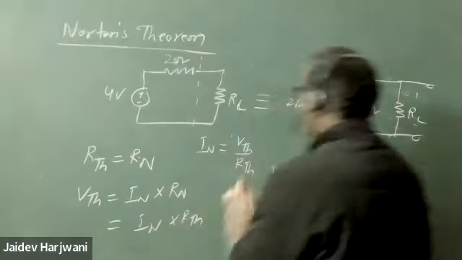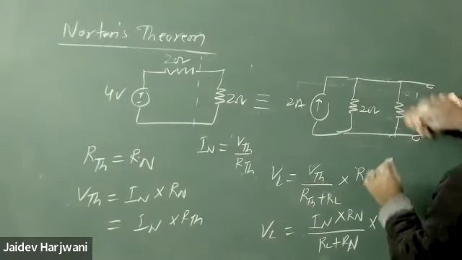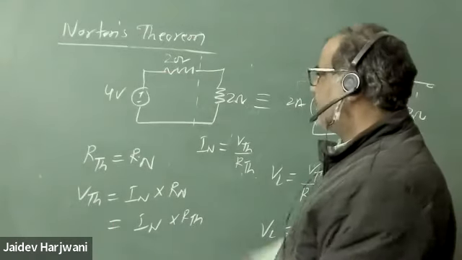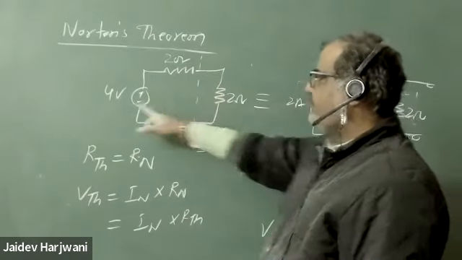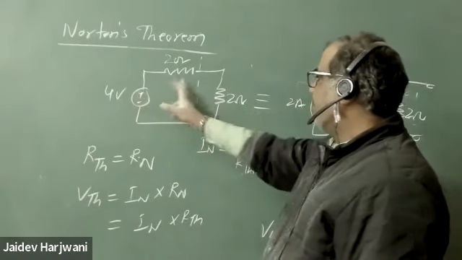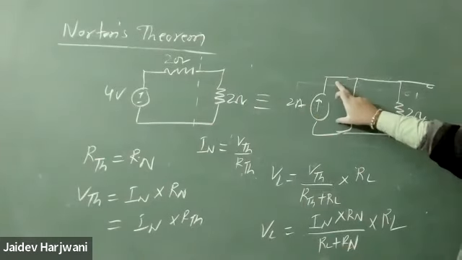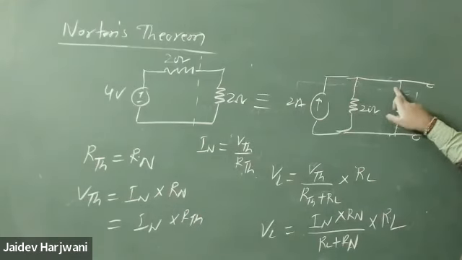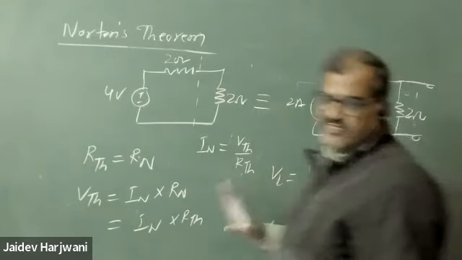Now suppose RL is 2 ohm. I should get the same voltage across this 2 ohm. You can check whether the same voltage is coming or not. Here the total is 4 ohm resistance with 4 volt, so 1 ampere current will flow, and the voltage here will be 2 volts. Similarly, here with the 2 ampere source, both resistances are the same, so 1 ampere current will flow through each. So here the voltage drop will be 2 volt. Both are giving the same thing.